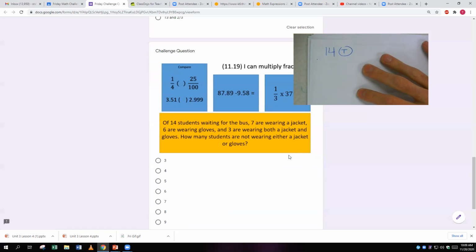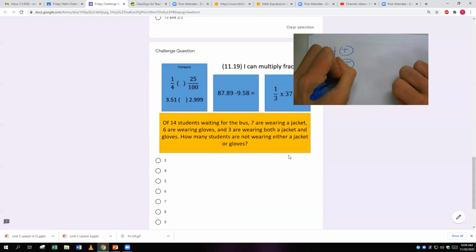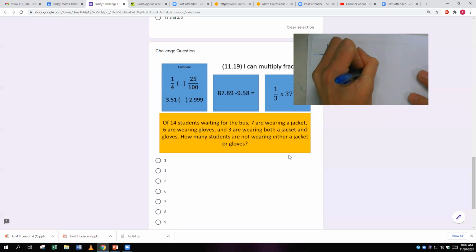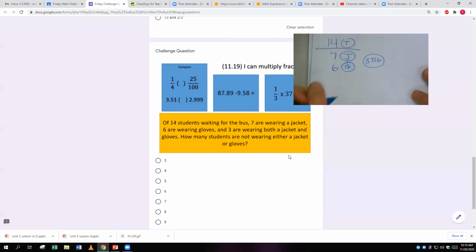We have 7 total wearing a jacket. We don't know how many of those are wearing just a jacket. We have 6 total wearing gloves. Of these students, okay, of these students, so this is your total, of these students, you have 3 wearing both a jacket and a glove. So what we actually want to do is we want to start with these students, right? Let's draw them. 1, 2, 3, and I'm going to put JG on all those. There's still 11 students left, right?